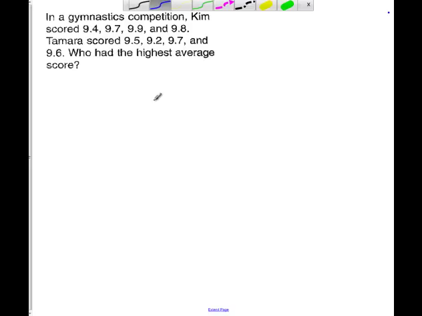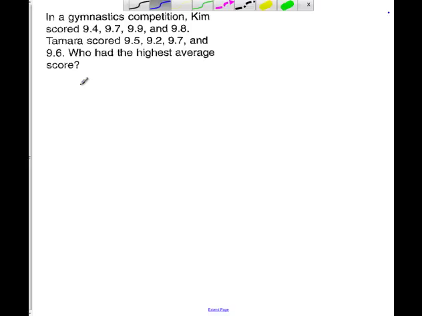In a gymnastics competition, Kim scored 9.4, 9.7, 9.9, and 9.8. Tamara scored 9.5, 9.2, 9.7, and 9.6. Who had the highest average score?